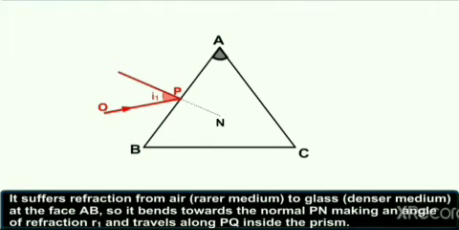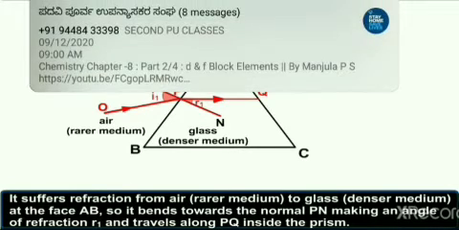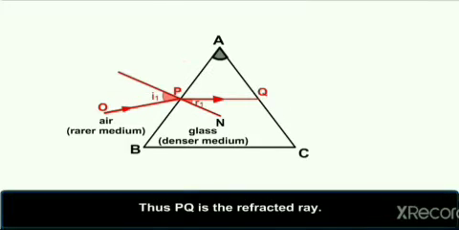It suffers refraction from air, rarer medium, to glass, which is denser medium, at the face AB, so it bends towards the normal PN, making an angle of refraction R1, and travels along PQ inside the prism. Thus PQ is the refracted ray.